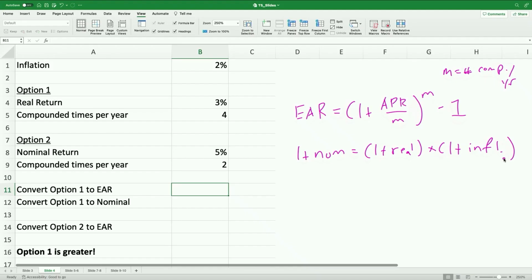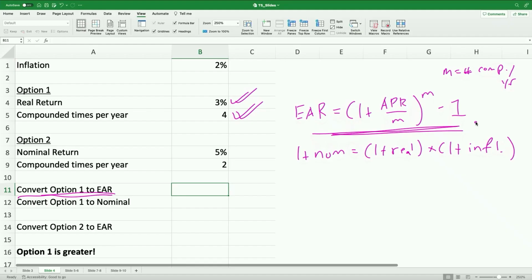So step 1 is to convert option 1 to an EAR. Currently it is a 3% return compounded 4 times per year. Well, what is the equivalent annual rate to that 3% compounded 4 times per year? The EAR. Well, we're going to use our EAR formula.